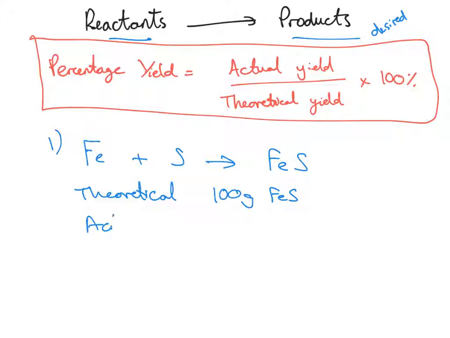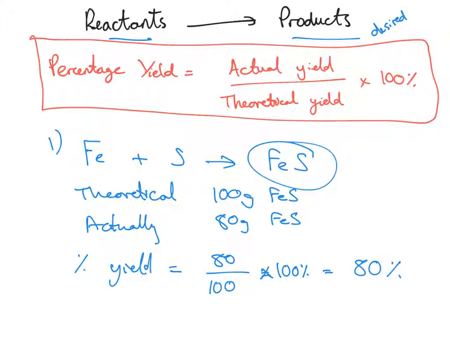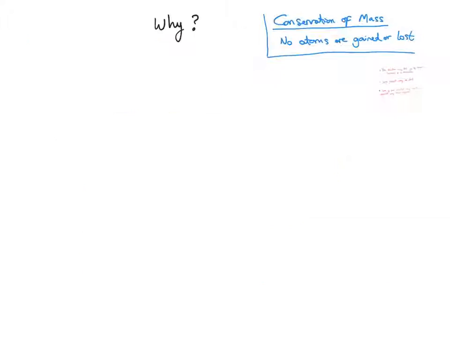But actually, I only created 80 grams of iron sulfide. My percentage yield would be 80, because that's my actual yield, over 100, times it by 100%, and that would be 80%. So my percentage yield of forming the desired product, iron sulfide, would be 80%.